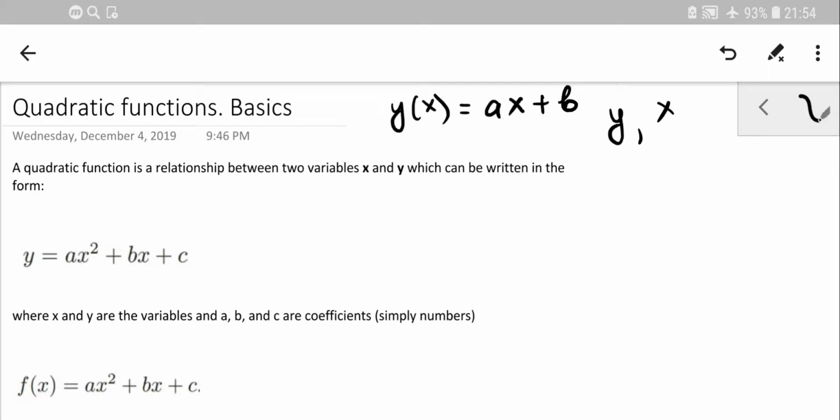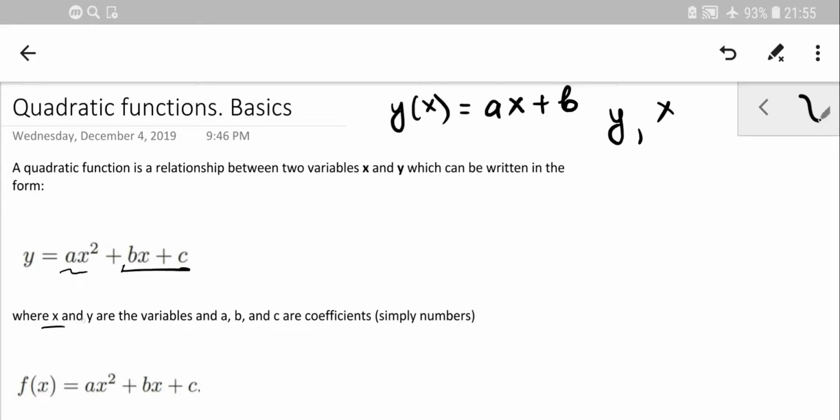Okay, so the difference is that for a quadratic function, you need to have a quadratic term. So let's give a definition for a quadratic function. A quadratic function is just a relationship between those two variables, x and y, that can be written in the following form. So you have y equals ax squared plus bx plus c, and indeed, that's the linear part of the dependency, and ax squared is that quadratic term that I was talking about.